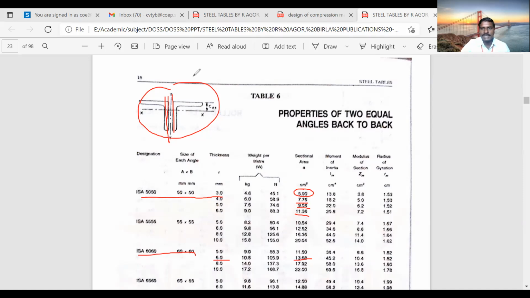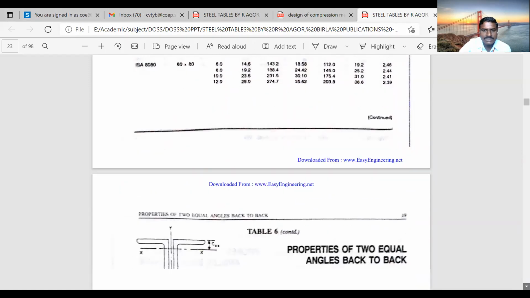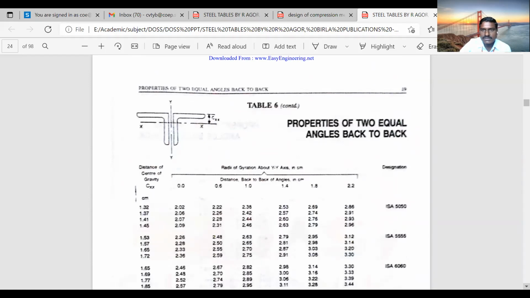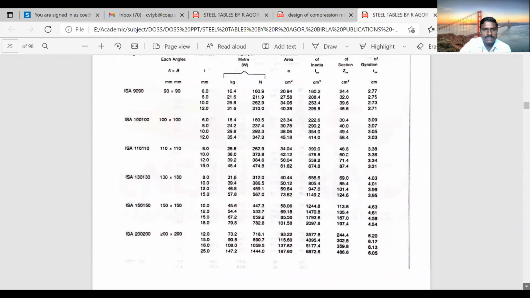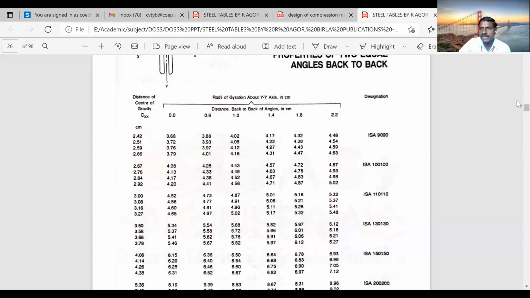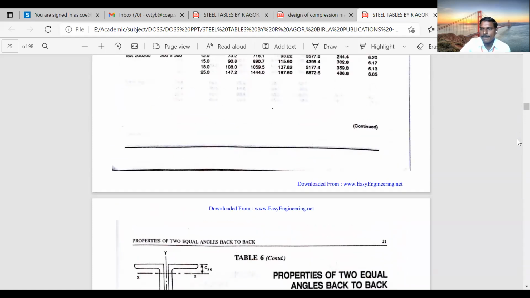So here, what they have written: properties of two equal angles back to back. They have directly written here. Similarly, on the next page, they have told us. In the next 2-3 pages, they have given, I think, unequal angles. So here now unequal angles are there. If you see here.